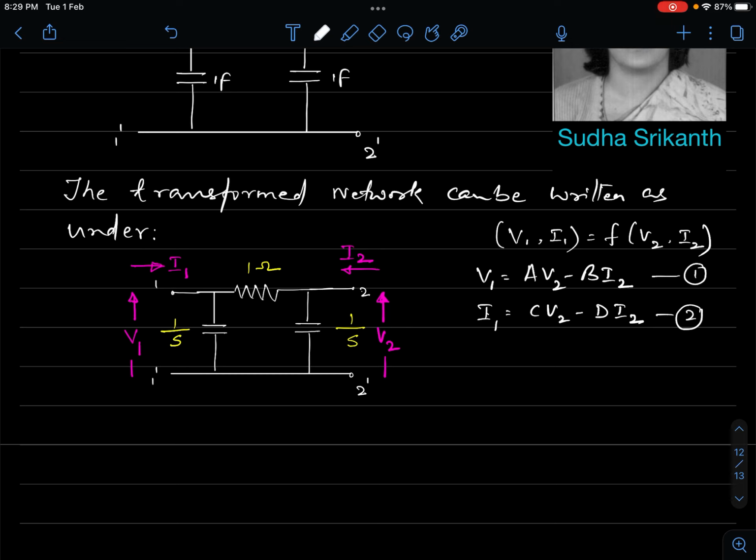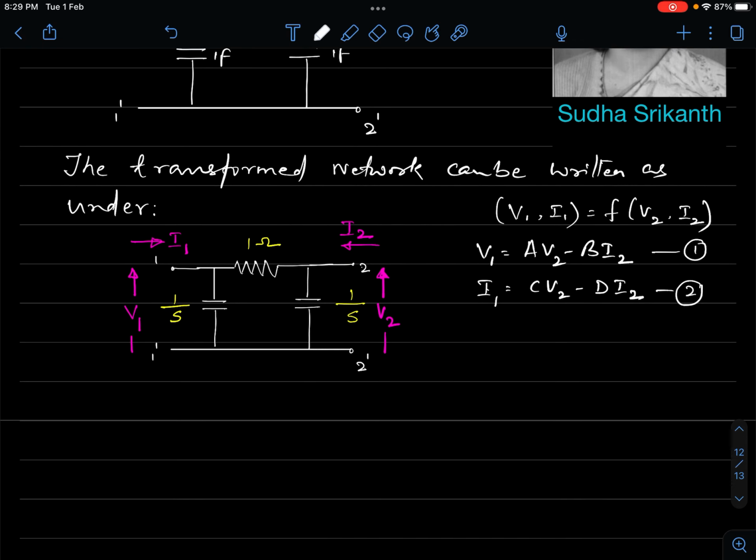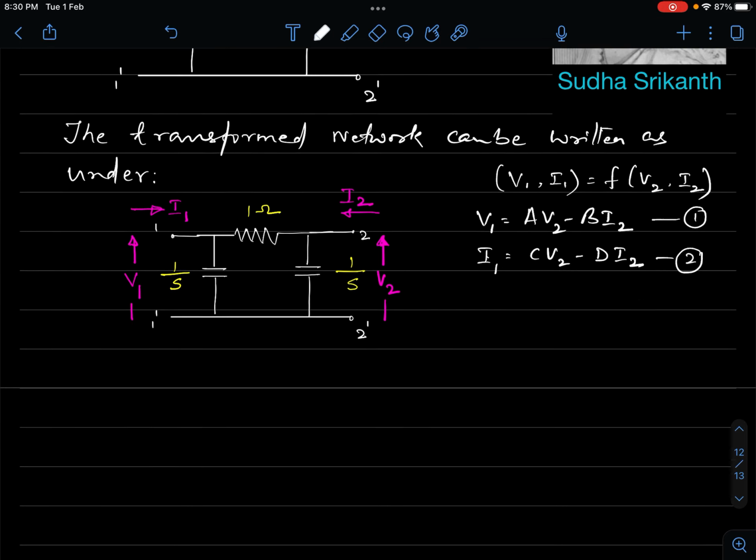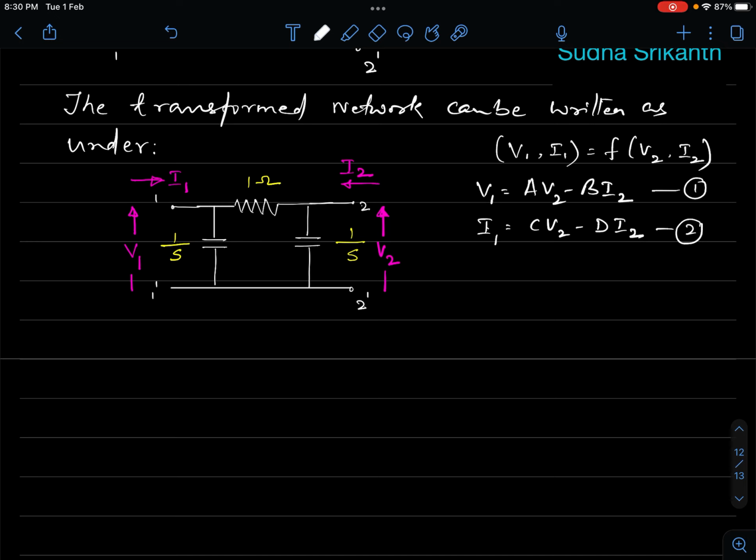It is as simple as that. For this given network, what are the values of A, B, C, D? That is the question. So how do we do it? We look at the port. We try to open circuit the port once and then short circuit the port once and see how the equations would appear. We simply apply KCL and KVL. Nothing more than that.